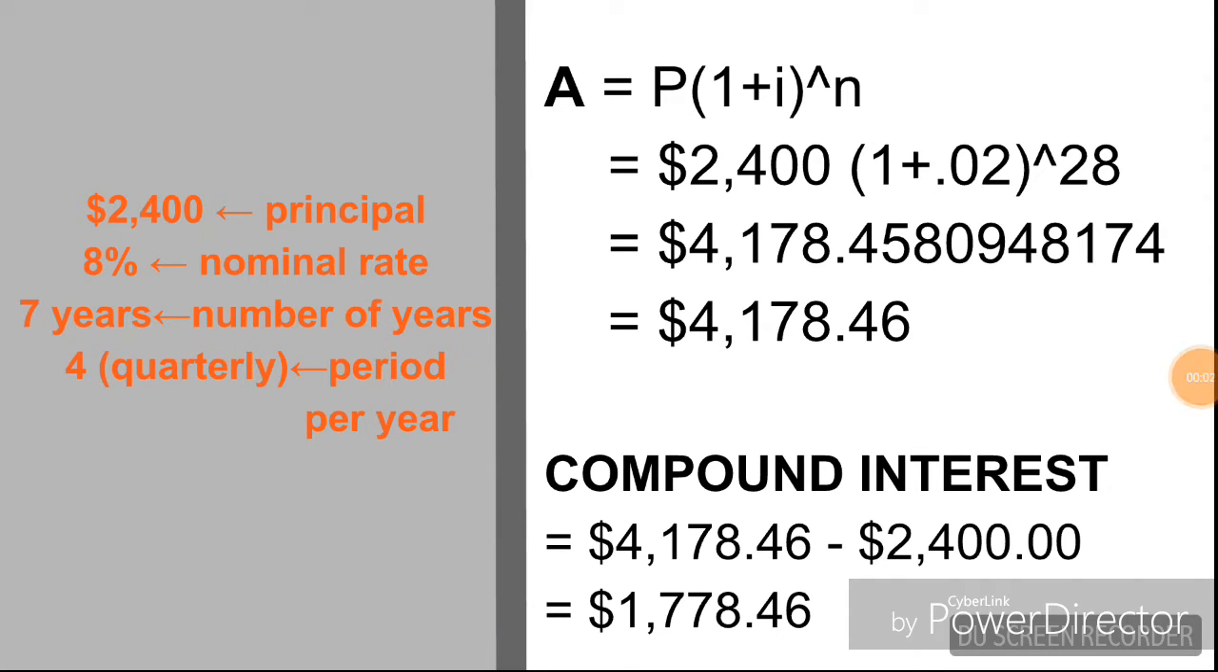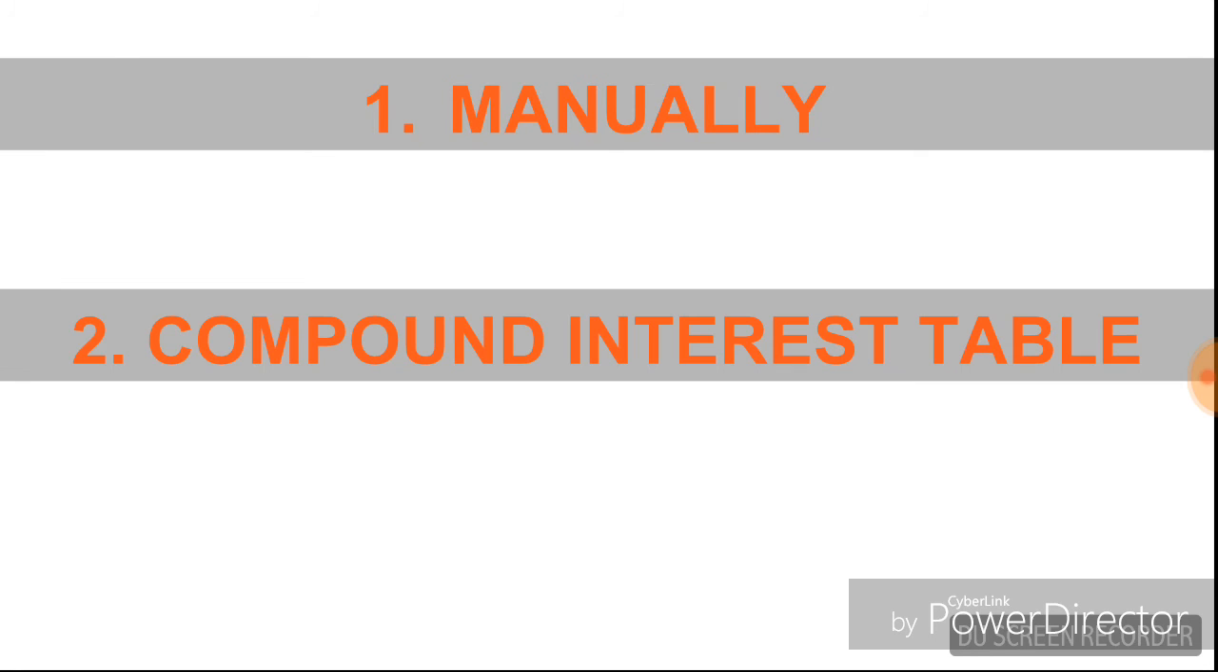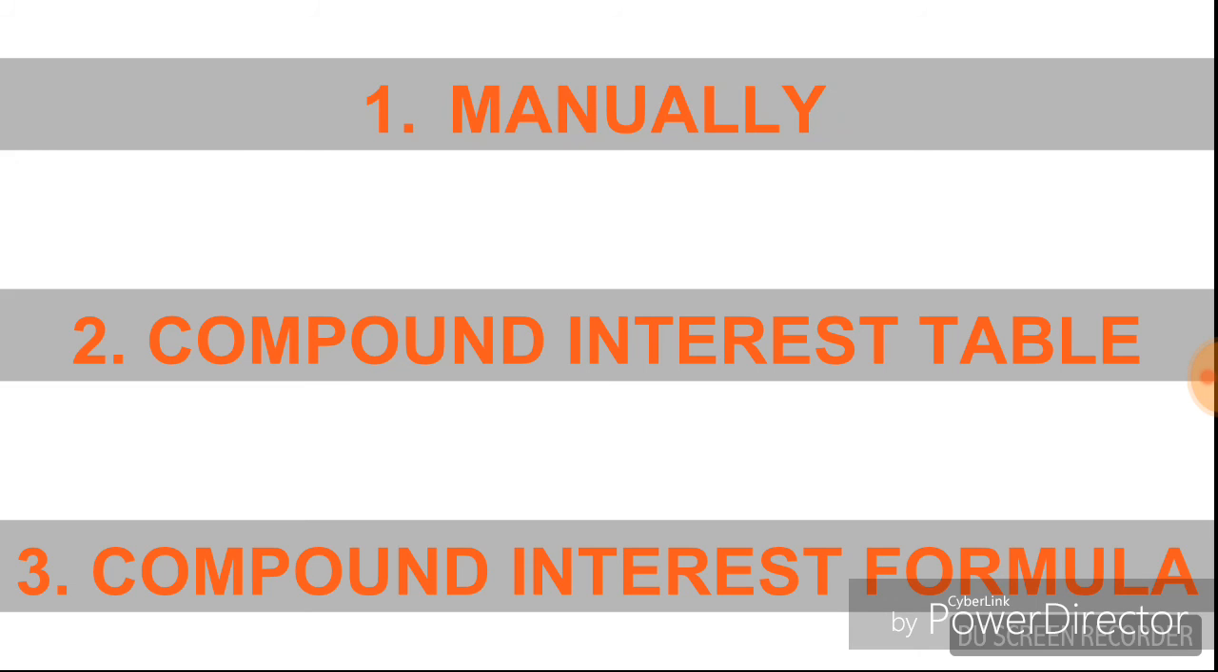To compute for the compound interest, simply subtract the initial principal from the compound amount. $4,178.46 minus $2,400 equals $1,778.46. We accomplished learning how to compute for the compound amount and compound interest manually, using the compound interest table, and using the compound interest formula.